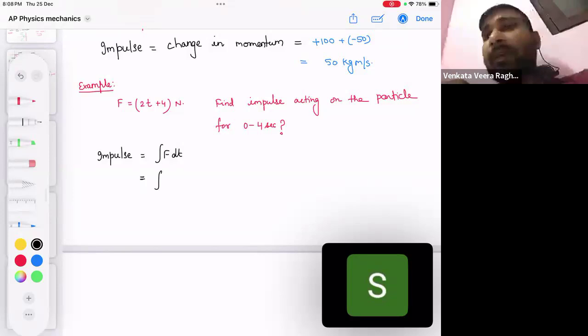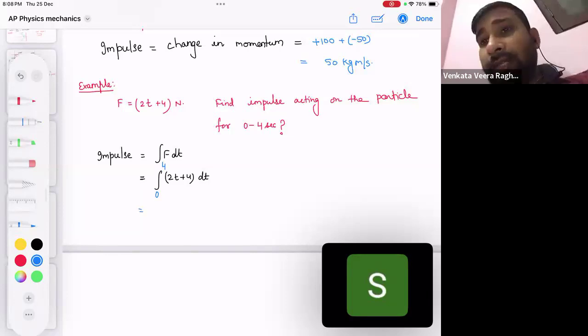It will be better if I integrate that, isn't it? If a graph is given, it's better to find the area. If a function is given, then it is better to find the integration. So what we will have? 2t plus 4, and let's integrate that with dt. And what duration do they ask in the question? 0 to 4 seconds.